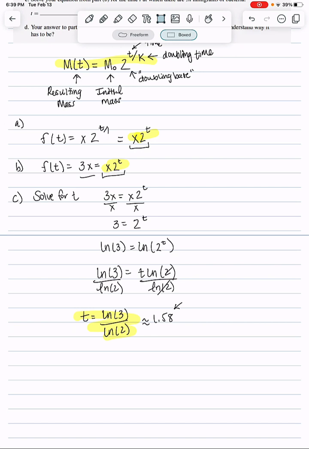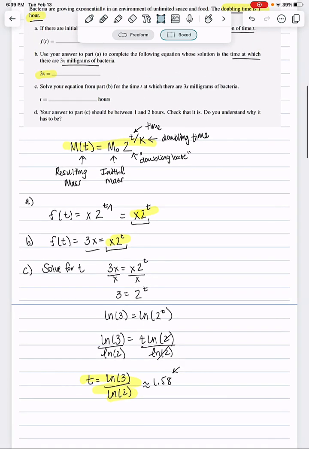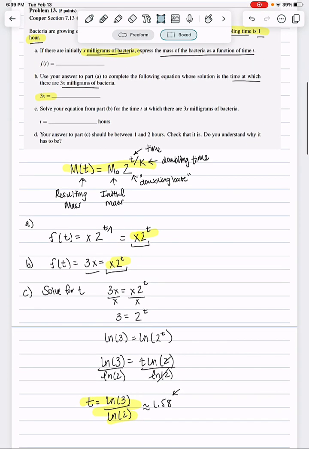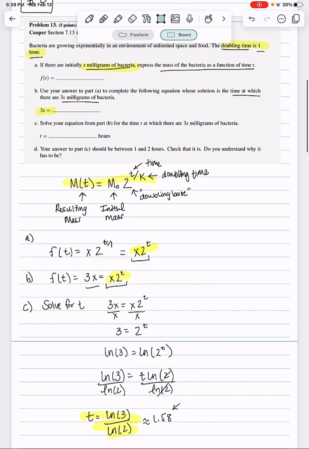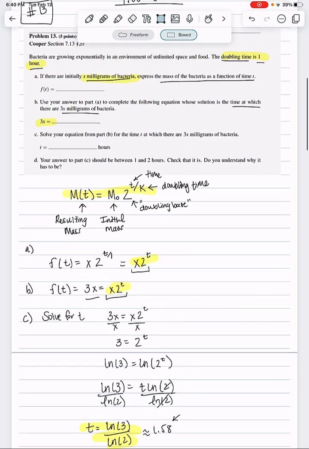And you could just plug these into a calculator. You could input it into WebWork like that. But basically, you could just plug those into a calculator, see what they get you, or use your table. And it's about 1.58. And so we just want to do that to see for part D, we did check that it's between 1 and 2 hours, basically. And we want to understand why that has to be.